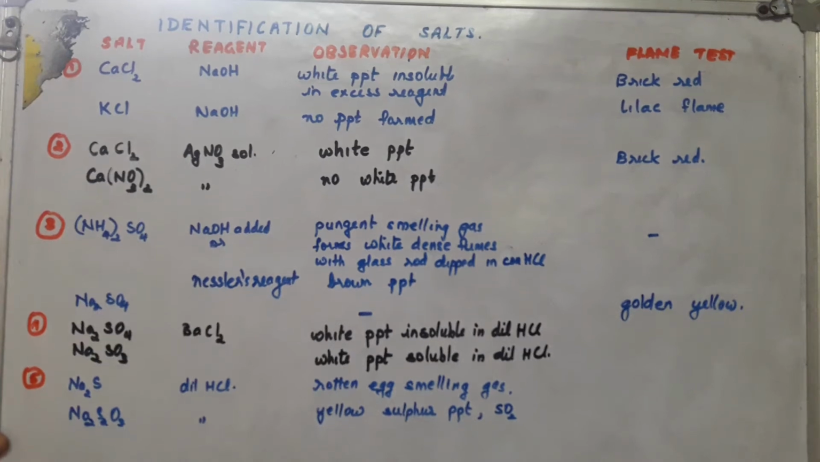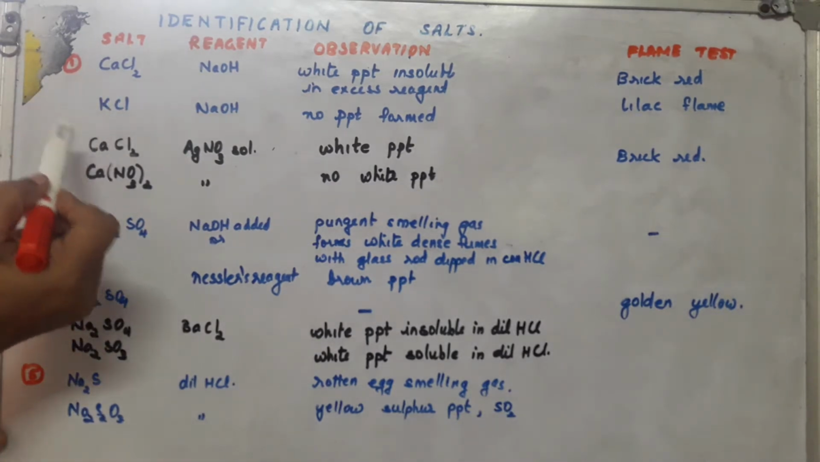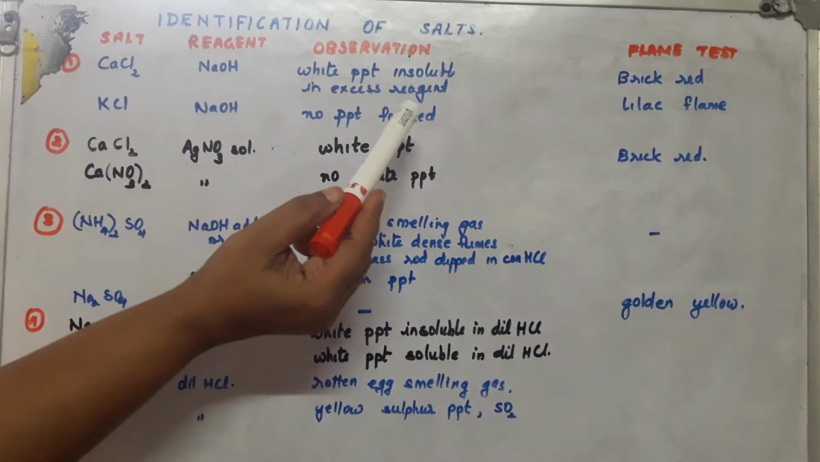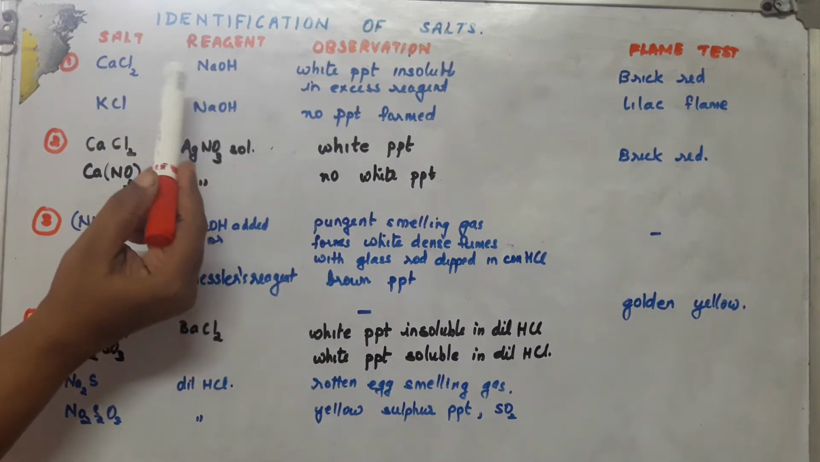Okay children, let's learn about how to identify a pair of salts. It's an usual question asked in ICSE. So you will be given two salts and you have been asked to test them, identify them. Now I have given here flame test also for certain cases, so you can identify in that way also.